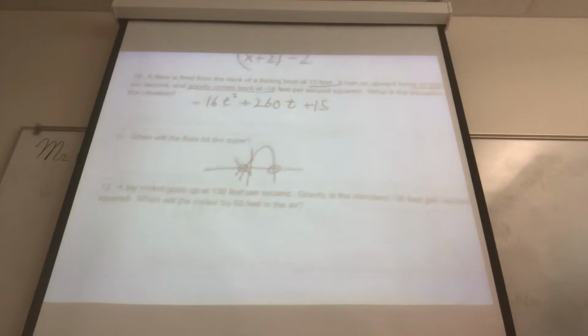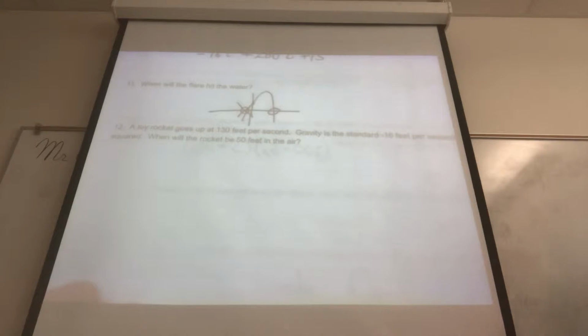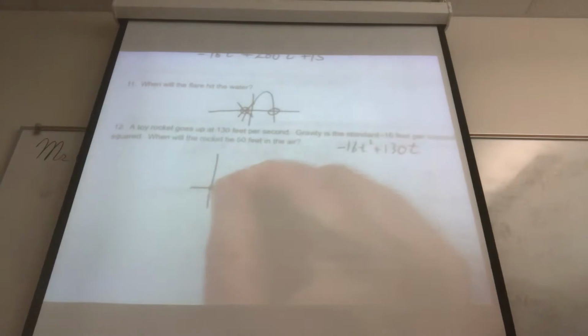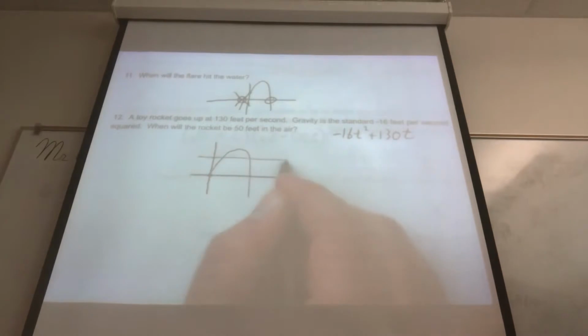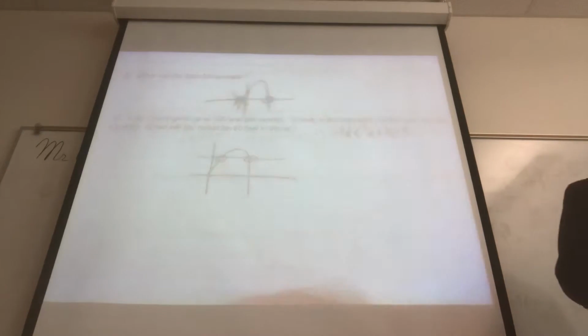Toy rocket goes up at 130 feet per second. Gravity is the standard negative 16 feet per second squared. When will the rocket be 50 feet in the air? It starts at (0, 0). And it's going to be negative 16t² + 130t. So it's going to go up like this. If you're looking for when it's 50 feet in the air, it's funny, there'd actually be 2 answers. Somewhere here and somewhere here. Okay? The actual correct answer on this is not going to be super important. It's just about remembering how to do it.